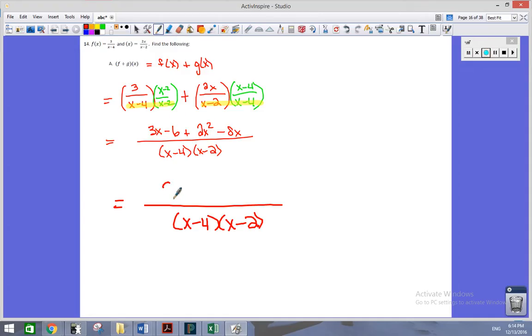So in the numerator, I have 2x squared. Negative 8x plus 3x is a negative 5x plus 6. So I claim that if you add f and g together, and that should have been a g right there, that you would get this new function. And they would expect me to at least simplify it to add these two fractions together. That's my answer in part A.